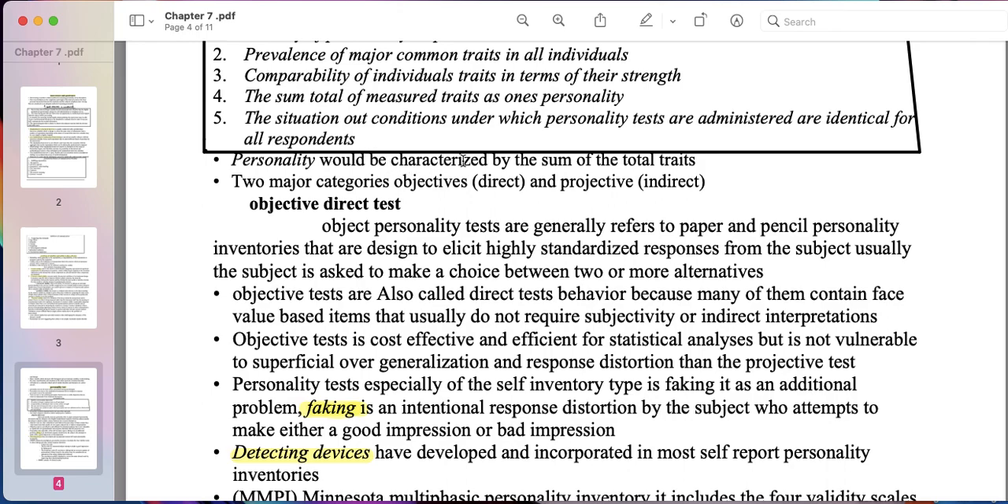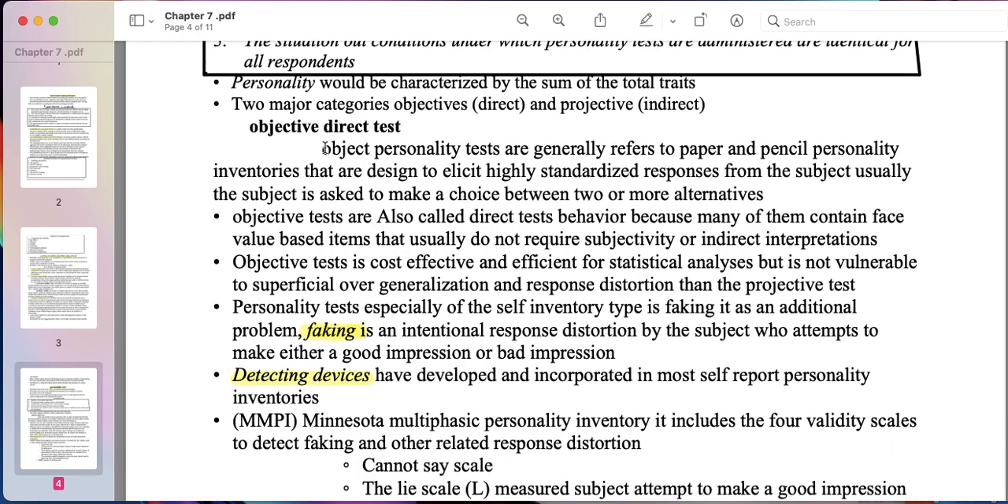Personality will be characterized by the sum of the total traits. And then we have two major categories, which are objective, which is direct, and projective, which is indirect. So these are the two tests that are performed among the personality tests. The first one is the objective direct test.